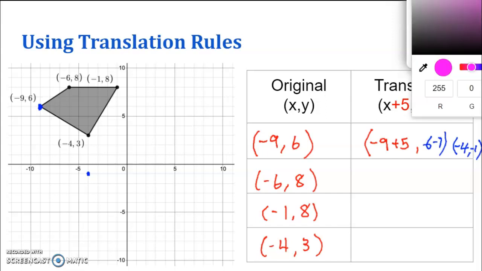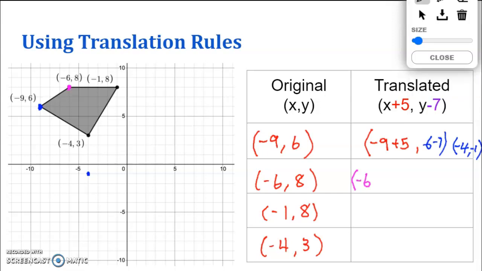Okay, so negative 6, 8. It's this point here. Now, if I have negative 6, and the rule says whatever the x value is, we're going to add 5 to it. The old x value was negative 6, and we're going to add 5 to it. Whatever the y was, we're going to subtract 7 from it. And so the new coordinate is negative 6 plus 5 is negative 1. 8 minus 7 is 1. So the new point that matches up with this is going to be negative 1, comma 1, which is right here.